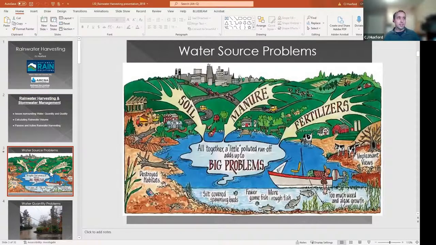So this slide here is just an overview. It's a nice cartoon, a nice graphic that illustrates water source problems, things that I'd imagine a lot of folks already know or might have seen in other classes or presentations. But when we have runoff or rainwater that runs over impervious surfaces like roads and fields, and unstable slopes that can cause erosion, you're going to get contaminants and pollutants that flow into water bodies or water sources. And so that's what this illustration demonstrates here.